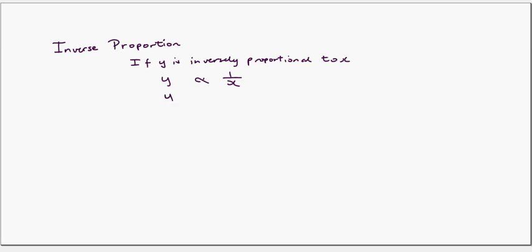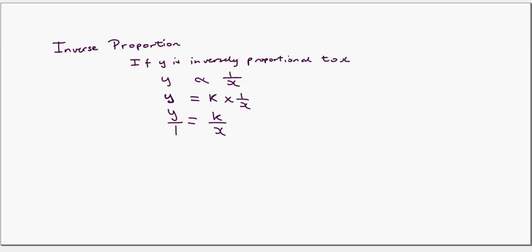Which means that y is equal to some constant multiplied by 1 over x. Because remember, the proportional sign means replaced by an equal sign and a constant. So this here means that y, which is the same thing as y over 1, is equal to k times 1 on top, which is k over x.